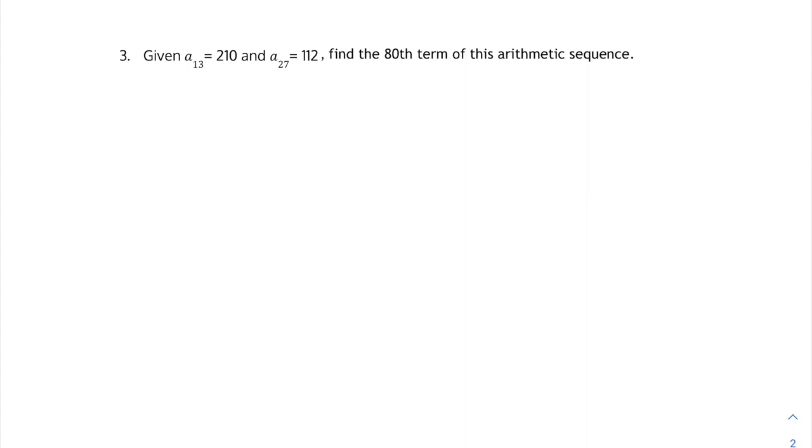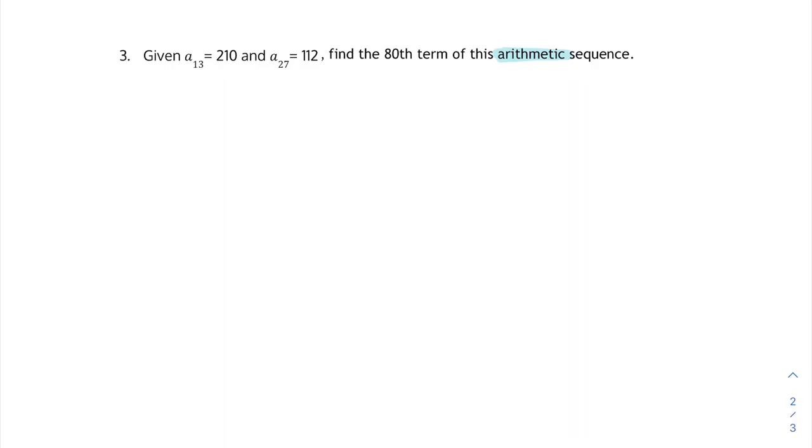So for this one, we're told that a13, the 13th term, is 210, and a27, the 27th term, is 112. And we're being asked to find the 80th term of this arithmetic sequence. Now, this piece right here where I tell you that it's an arithmetic sequence is necessary. If that was missing, you would not be able to solve this because you wouldn't know if you're looking for the 80th term of something arithmetic, so we're using that formula, or geometric. There's no way, given the information we have, to determine which of those it is.